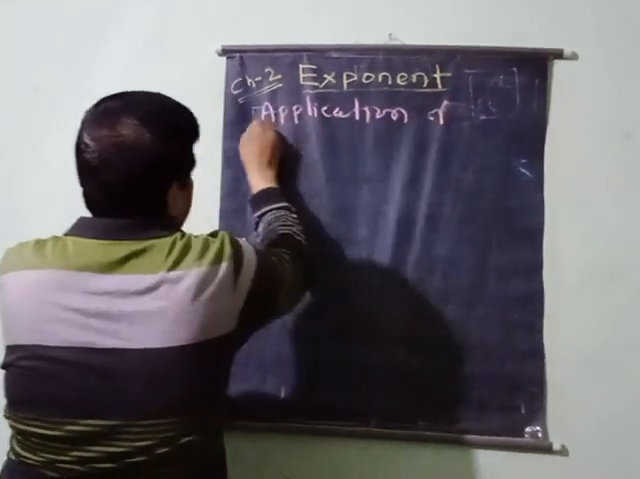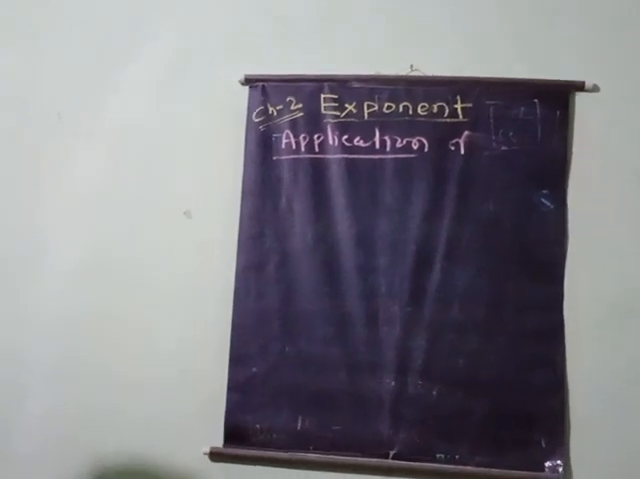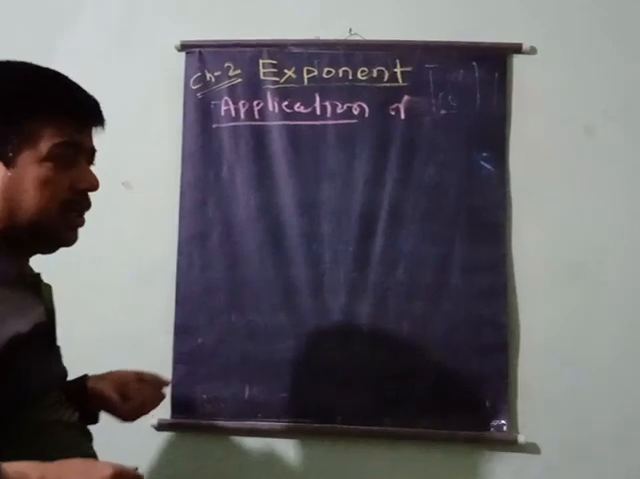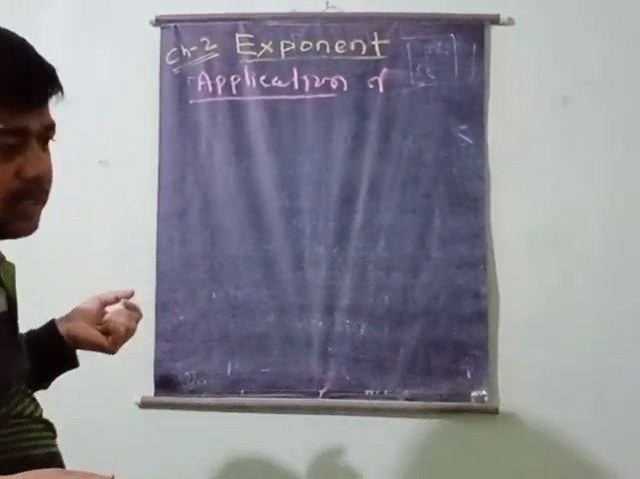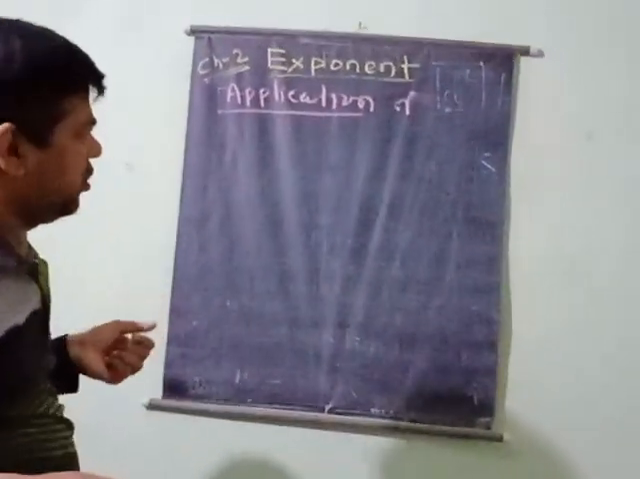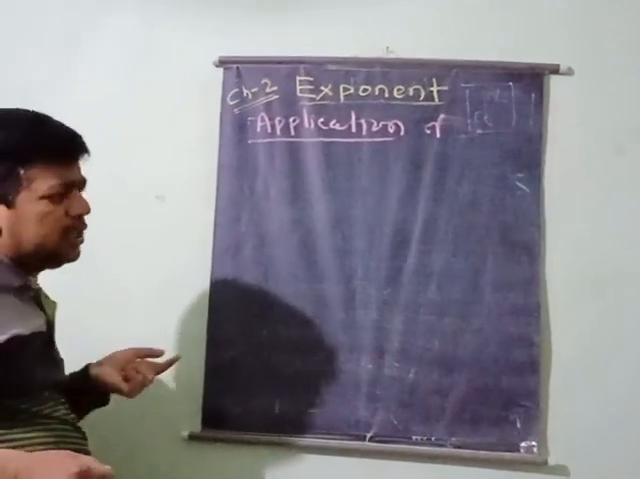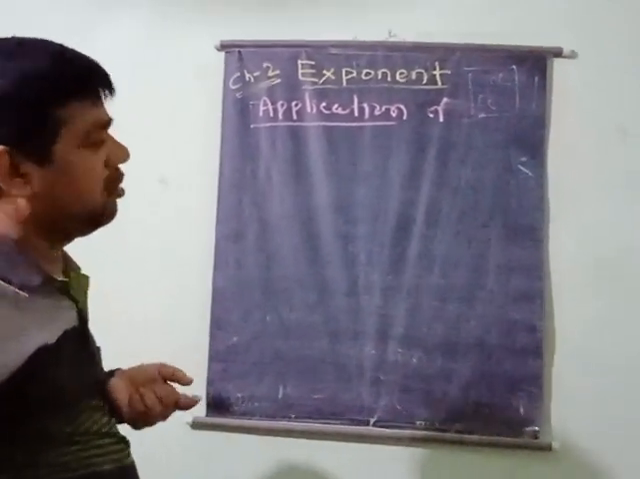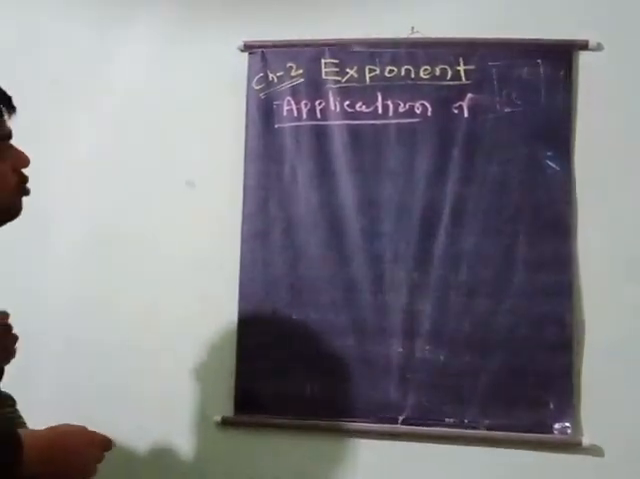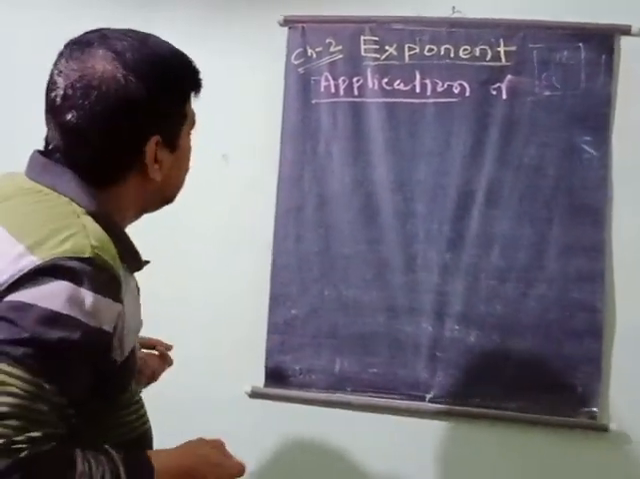Application of exponent. The exponential number is useful in the field of science, in the field of astronomy, in the field of mathematics, while finding the compound interest. In many various mathematical operations we can use the exponent, and in the field of biology we can use it for the growth of bacteria.